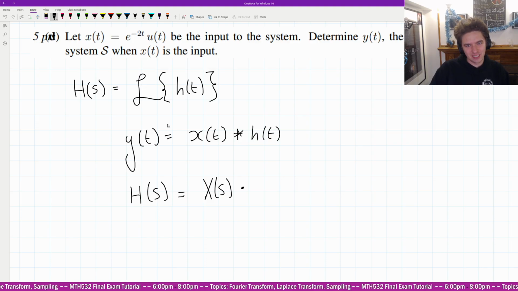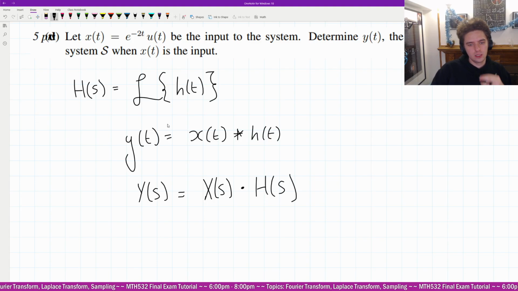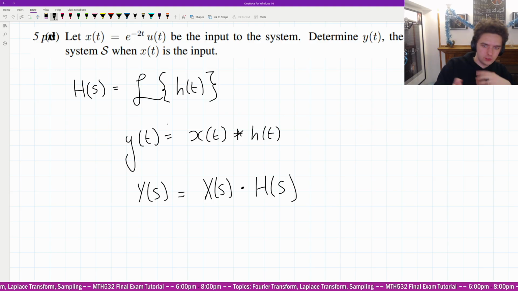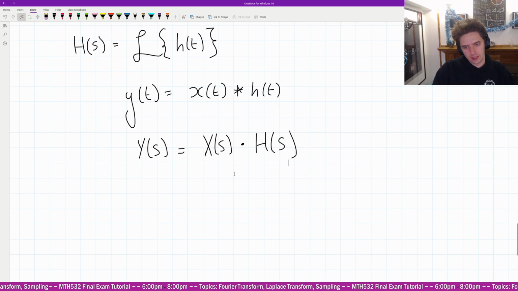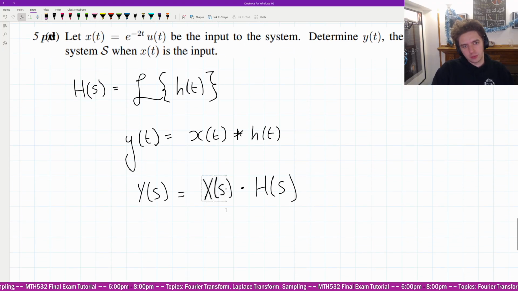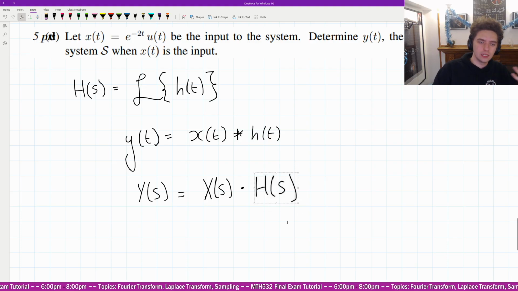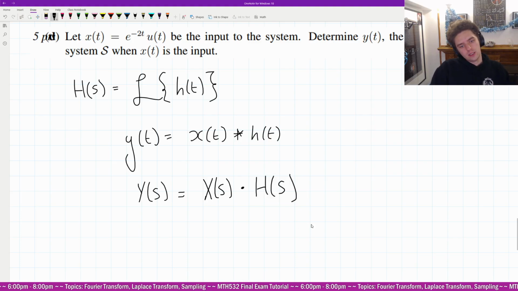I guess let's all solve via convolution. Let's all get one question done for the whole test because we have to do convolution. Y of s is what I meant to write here, and then this is H of s. When you do the Laplace transform, the convolution turns into multiplication. That's the whole point. Now we have a way of doing this. We need to find the Laplace transform of this, multiply it by H of s, and then do inverse Laplace. It's a little bit annoying, but we can do it.